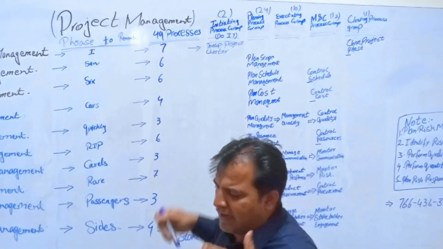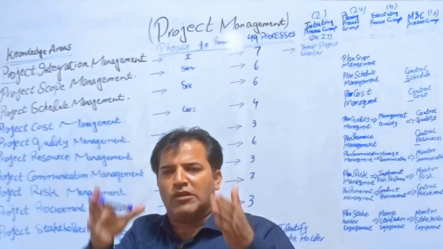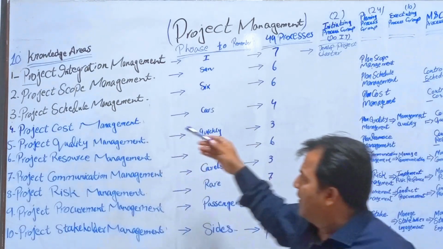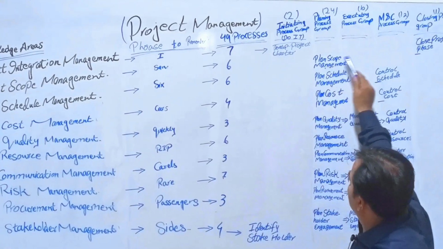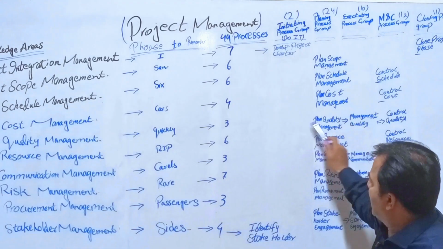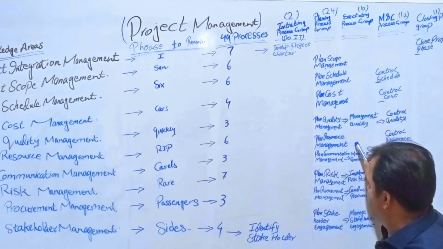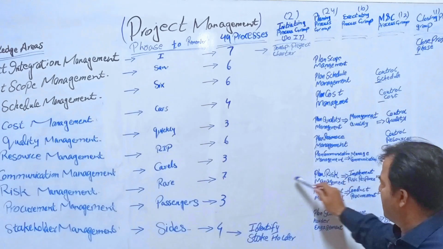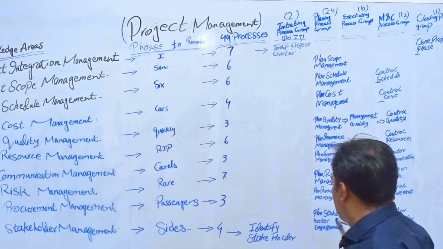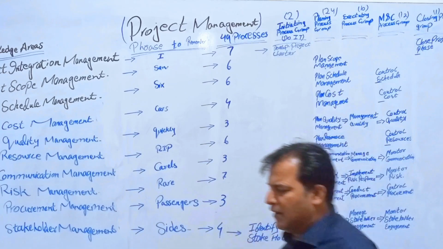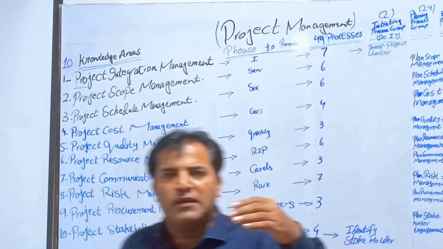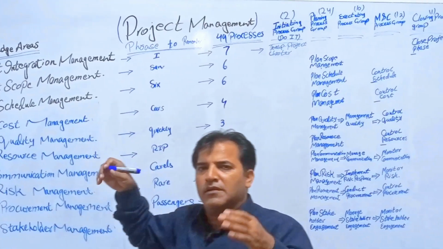First, other than integration, planning has a role in all the other knowledge areas. For example: plan project management, then plan schedule management, plan cost management, plan quality management, plan resource management, plan communication management, plan risk management, plan procurement management, plan stakeholder management. So these 9 processes are adjusted in 9 knowledge areas except integration.